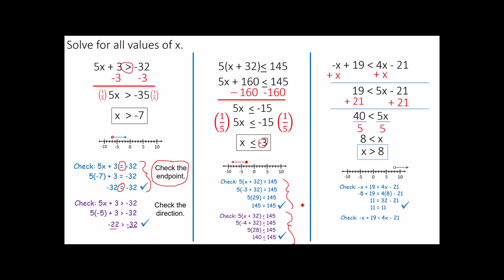Then I'm going to check the inequality. In this case, I want to use things that are to the right of 8. It can be any number I want. I happen to choose 10. When you simplify, 11 is smaller than 19, and you are correct.